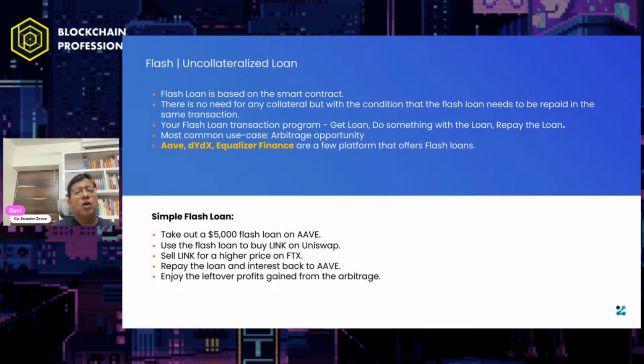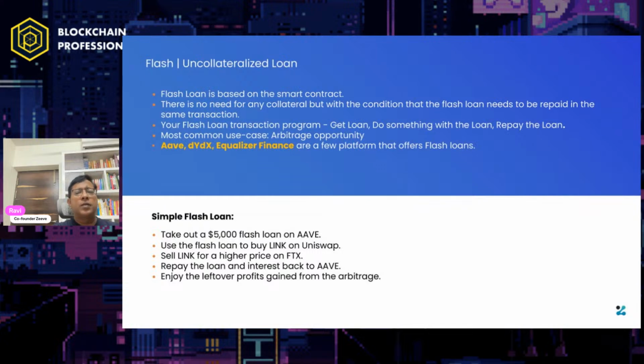But if you talk about a larger loan, let's say if you can deploy $1 million, then even 1% or 0.5% will become a significant profit opportunity. So that's where flash loans happen. Taking a simple flash loan example, let's say you take a $5,000 flash loan on Aave. You use that $5,000 to buy Link on Uniswap, and then you sell that Link at a higher price on FTX, and once you have sold it, you've got your money back. You can repay the loan on Aave, including the interest, and still make a small profit out of it.